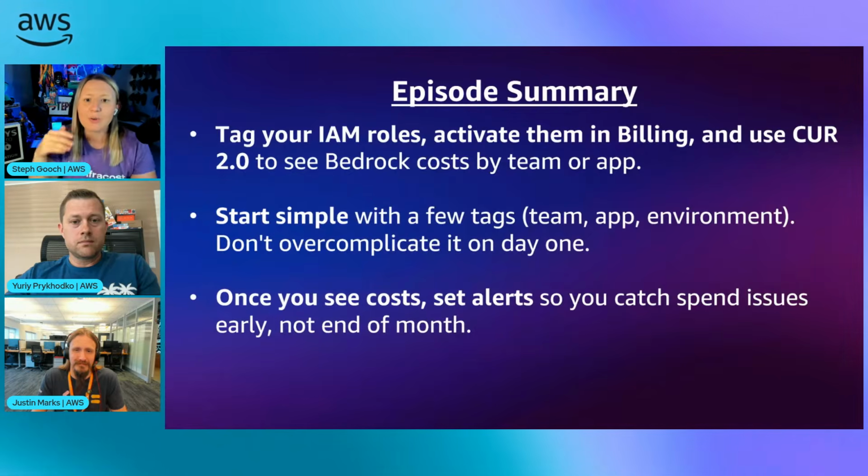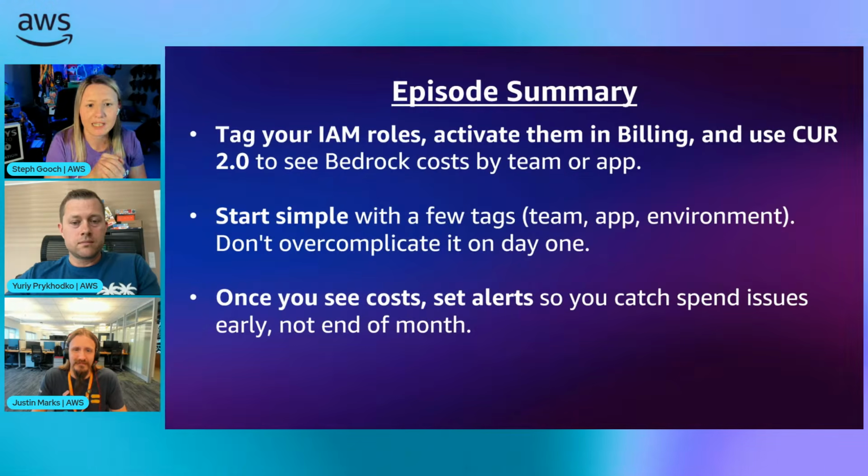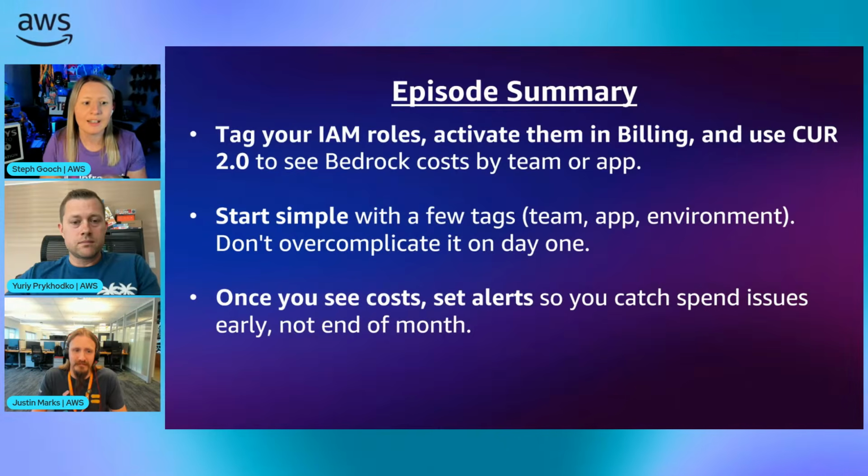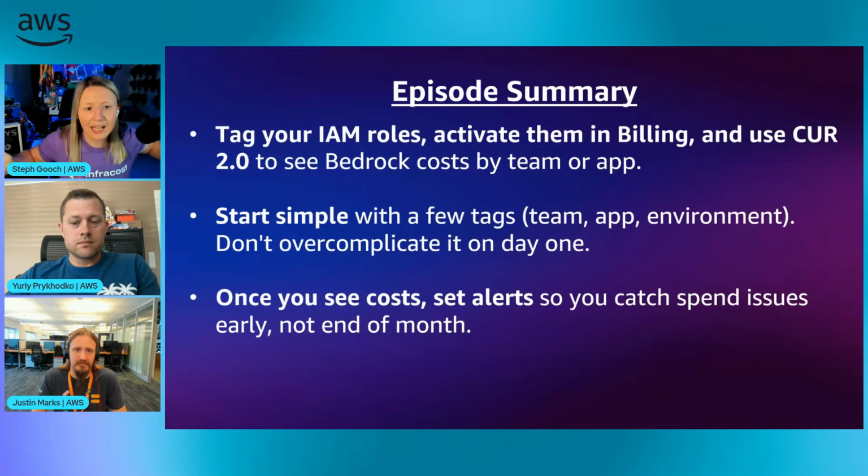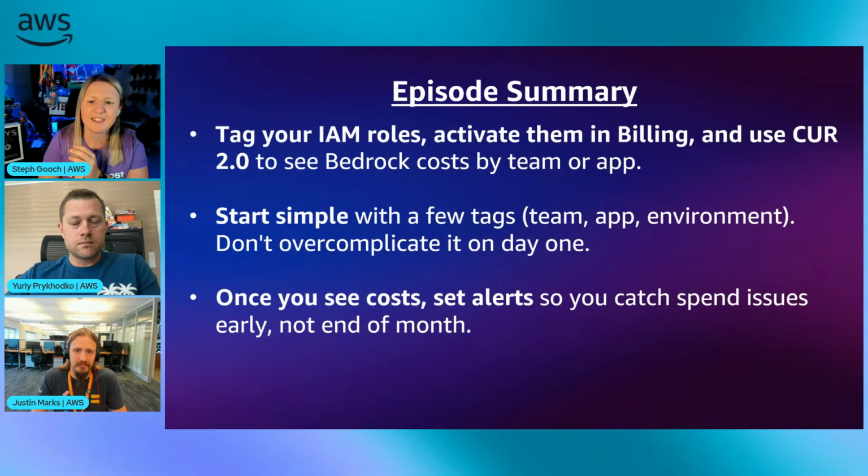Tag your IAM roles, activate them in billing, and then use CUR 2.0 to see your costs by app or team. Start simple. Like Justin was just saying, centralize your tags. Don't overcomplicate it. And once you see your costs, set alerts so you can catch those big spenders, and not get it at the end of the month.